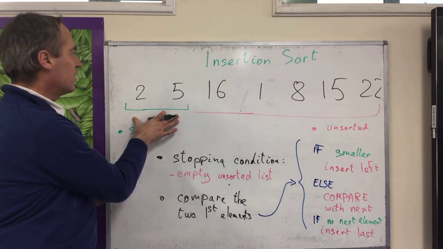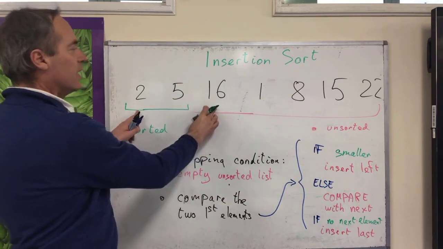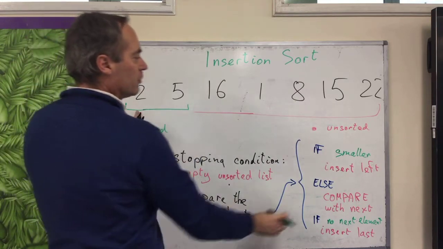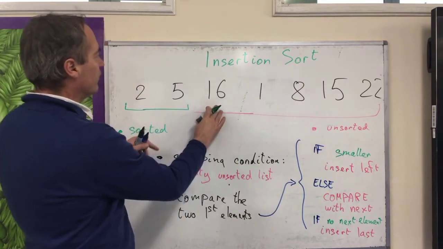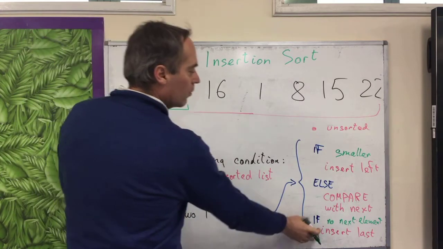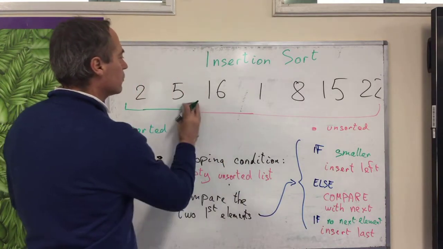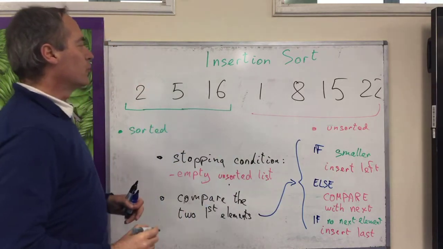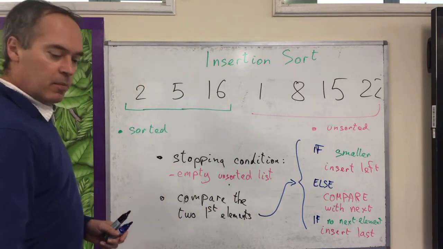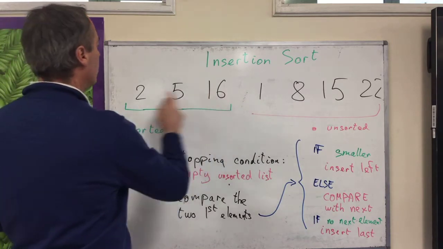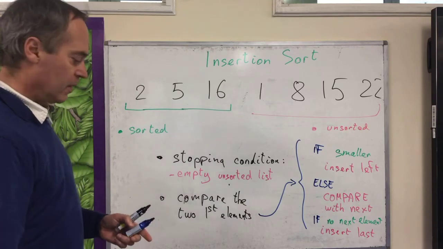And we repeat the same process. We take 2 and 16, and 16 is bigger than 2, we're into the else. We compare with the next element. 16 is bigger than 5, so we are back to insert it last, which we do by growing our sorted list in green.